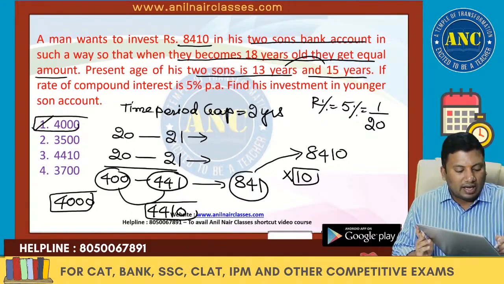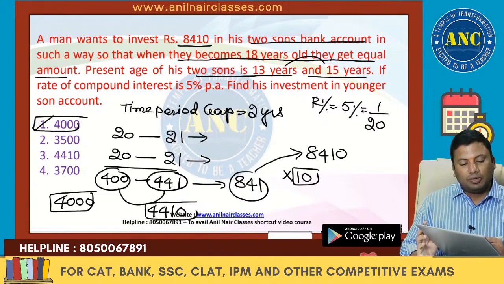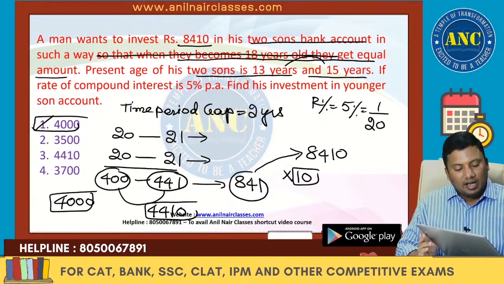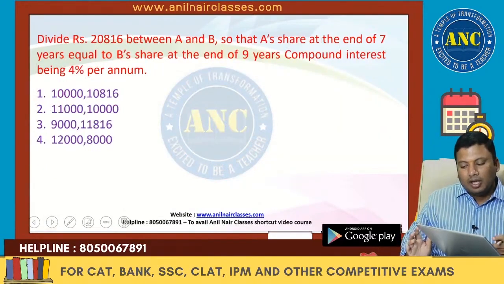So it is Engerson, it is nothing but investment is 4000. This is something which we don't require, that data. That is something which will help him, not for us.